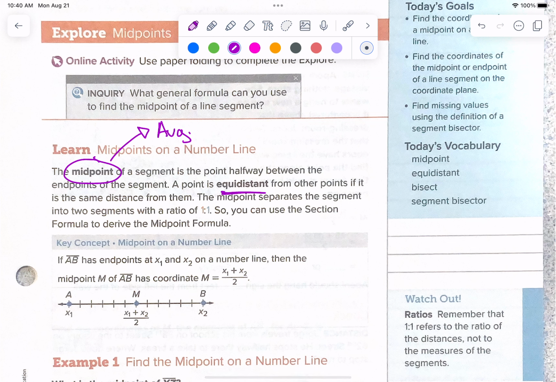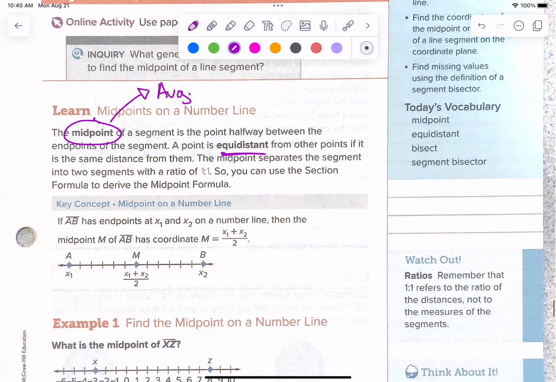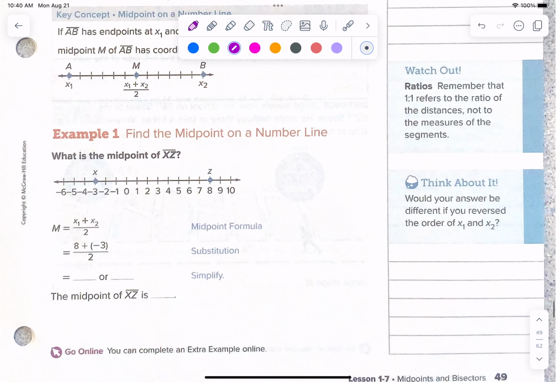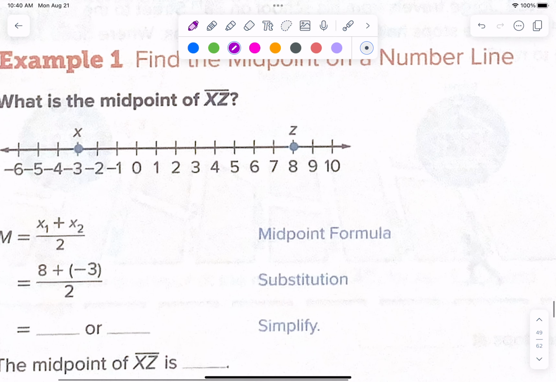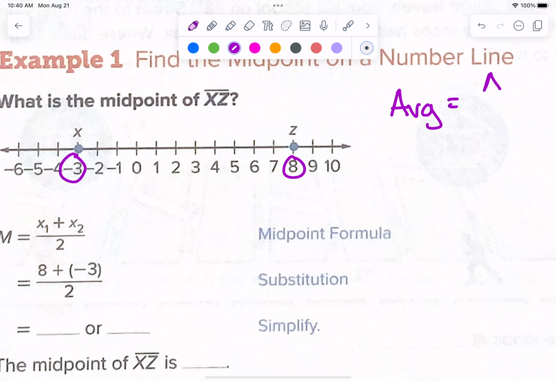They are equidistant. The middle is equidistant from the left and the right endpoints, right? Equidistant, that's average. Okay, so let's do example 1. What is the midpoint of x, z? X is at -3, z is at 8. How do you find an average? You add them together and divide by 2.